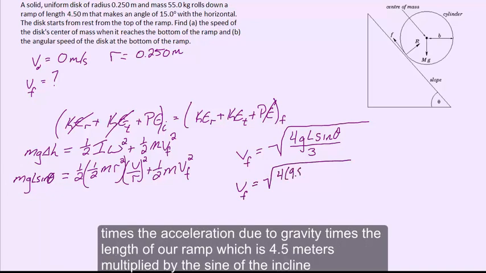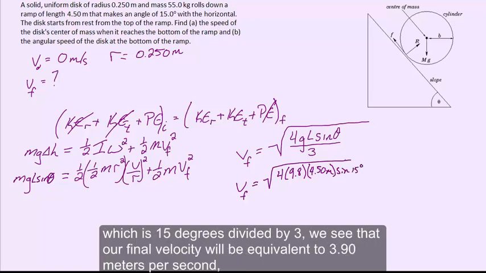Now if we plug in our values for our equation, we see that 4 times the acceleration due to gravity times the length of the ramp, which is 4.5 meters, multiplied by the sine of the incline, which is 15 degrees, divided by 3, we see that our final velocity will be equivalent to 3.90 meters per second.